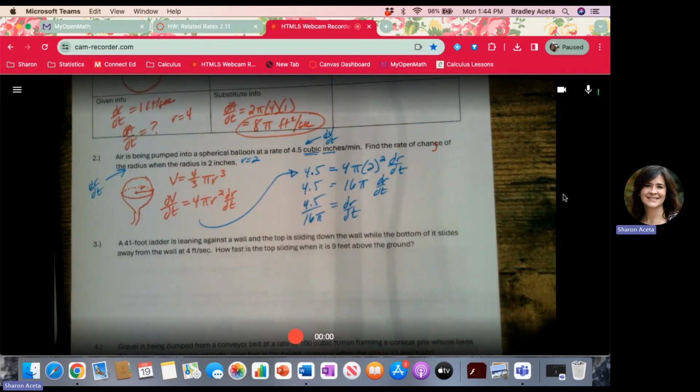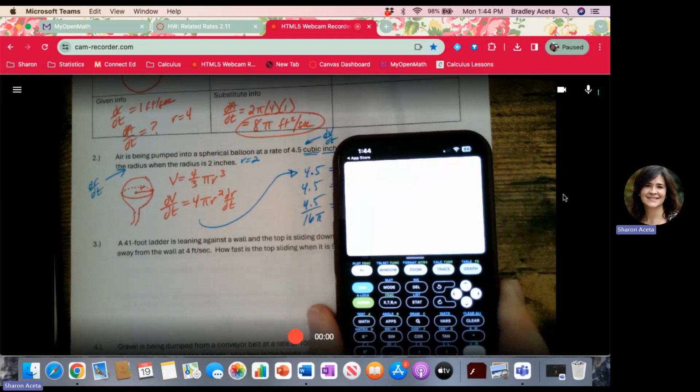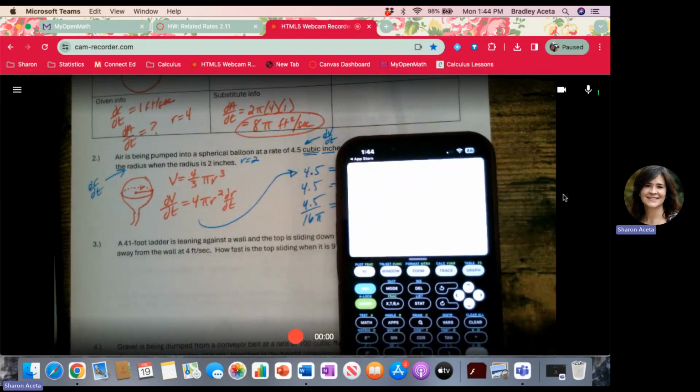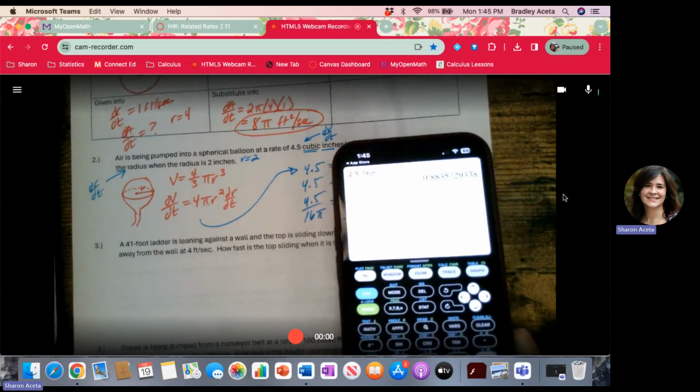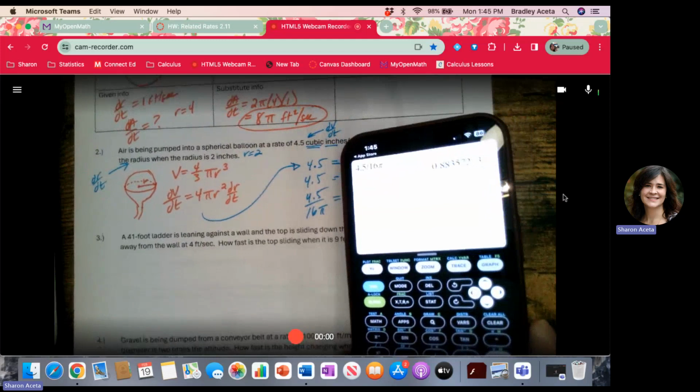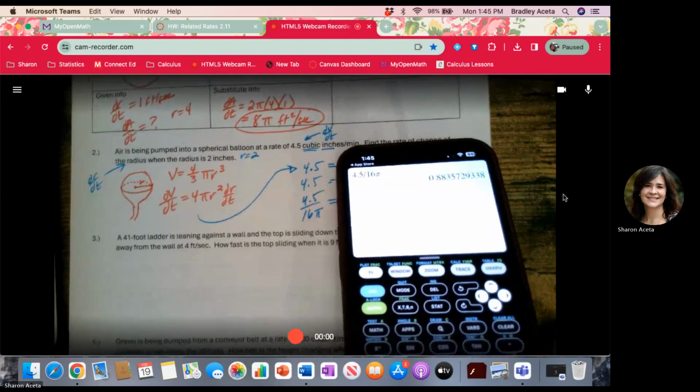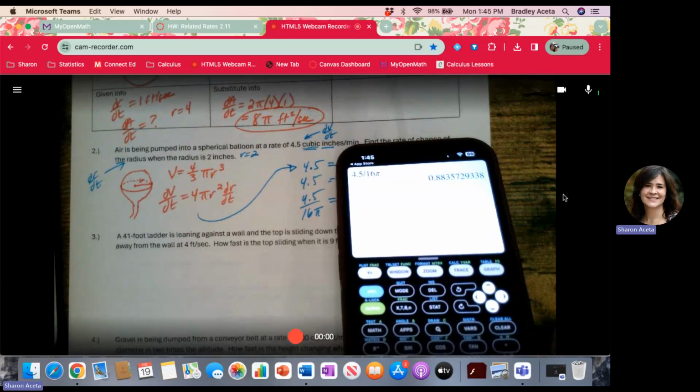But just to show you something, if you put this in your calculator, because some students put it in wrong, and I will mark it wrong. If you just do 4.5 divided by 16, and then do pi, that is the incorrect answer, if you can see. I know there's a glare. Let's see if I can move it that way. No. 0.88 is the incorrect answer.